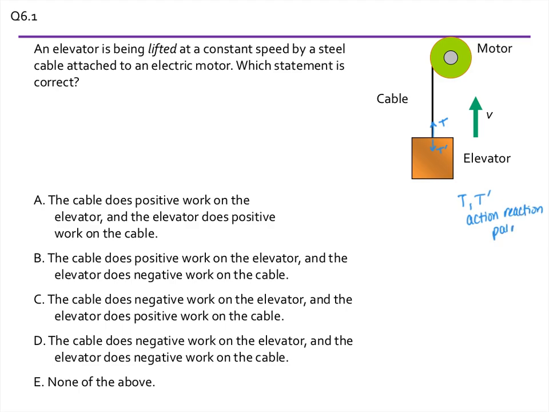I think just because we simply have never talked about that reaction to the force of the tension, it seemed kind of confusing. And so if the elevator is going up, you can see that the cable tension is in the same direction as the displacement. And so that would be positive work. But the elevator is exerting a force downward as the elevator goes up. And so that's going to be negative work. So that is going to correspond to option B.